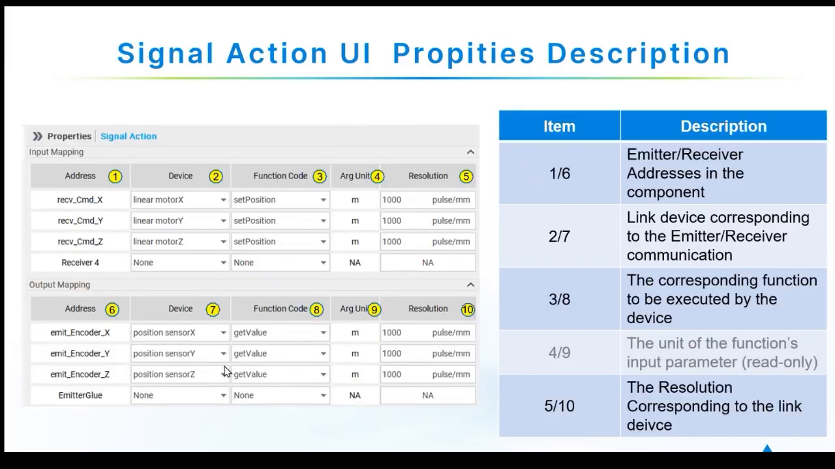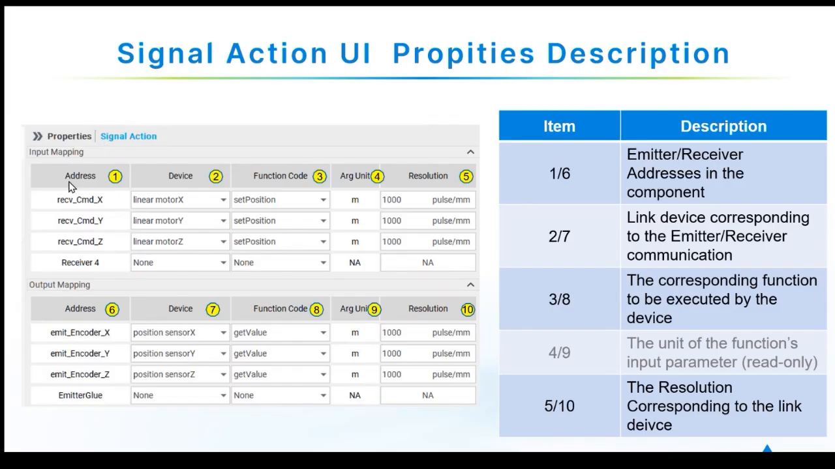Okay, and here's the explanation of this UI. You can see the first one and sixth one is emitter receiver. The one at the top is input, at the bottom is output. So you can see we use setting emitter receiver address. We set the corresponding link device, XYZ, or maybe the position of the XYZ. And the third one is the function call, mostly because we use input, right?